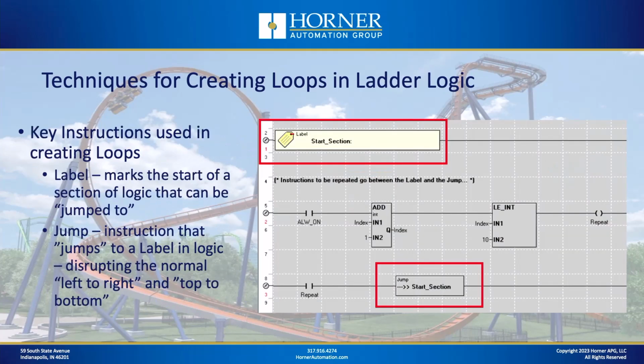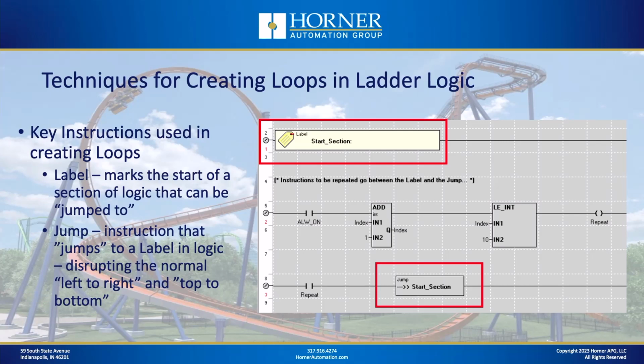Okay, now let's talk about some key instructions that we need whenever we're executing loops. And these instructions are going to be important for both mimicking a for loop and a while loop. So let's start with the label instruction, which you see highlighted there at the top of this ladder snippet. The label instruction can be used a couple of different ways. You can use it as just a handy way of labeling a section of your logic if you wish. And you can put labels throughout your logic just so that as you're scrolling through your logic, it's easier to find and identify different sections.